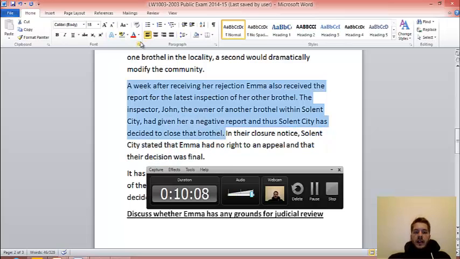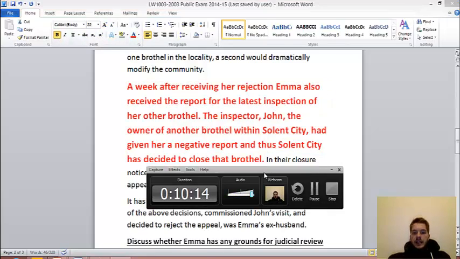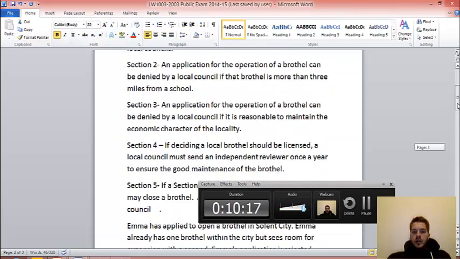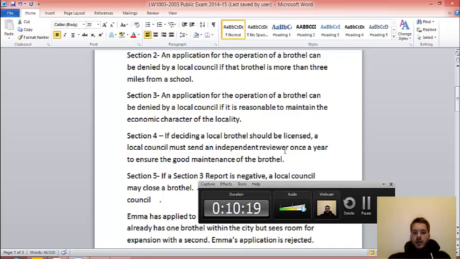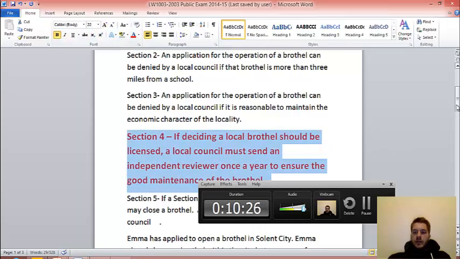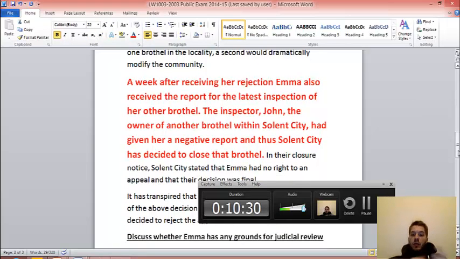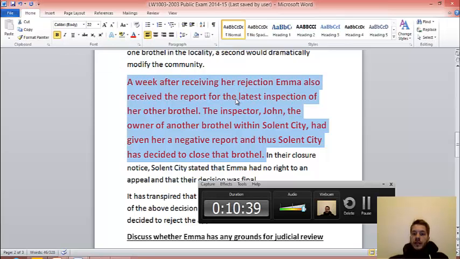Now, if we think of it, this here is the thing that is legally interesting, isn't it, in regards to section 4. Because section 4 clearly states there should be an independent review, whereas this states that it wasn't an independent review. Now, there are two issues here that raise two different points of law.